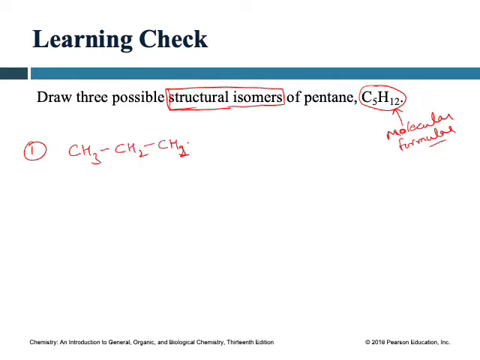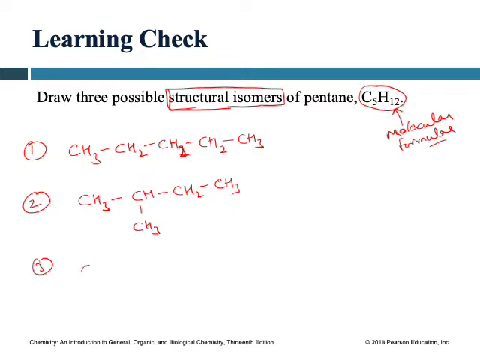CH3 CH2 CH2 CH2 CH3. Second one: CH3 CH CH2 CH3 with a CH3 branch. Third: CH3 C CH3 with two more CH3 groups. So if you can see there, for each different structure you have a different connectivity of atoms.